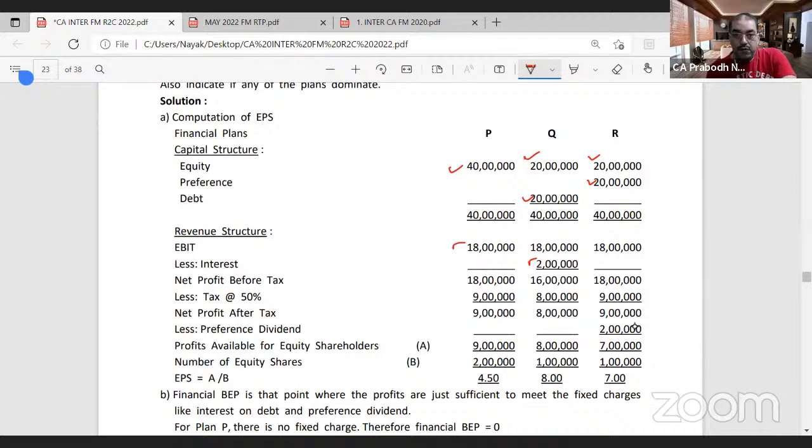Preference dividend is 10% again of 20 lakhs, so 2 lakhs over here, only in plan R. So this is your net income available for equity shareholders: 9 lakhs, 8 lakhs and 7 lakhs.